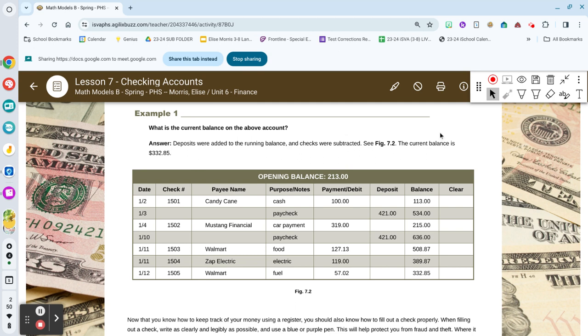We have this statement or this check register detailing how much money we started with, $213, and then everything that's happened since, whether it be a deposit, which is an addition to the account, we're going to add that, or whether it's a payment or a debit, which is a subtraction on the account. So let's take a look here.